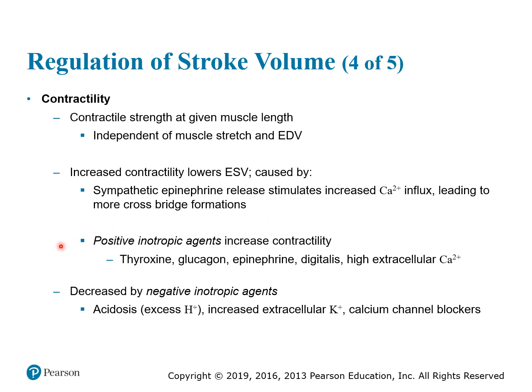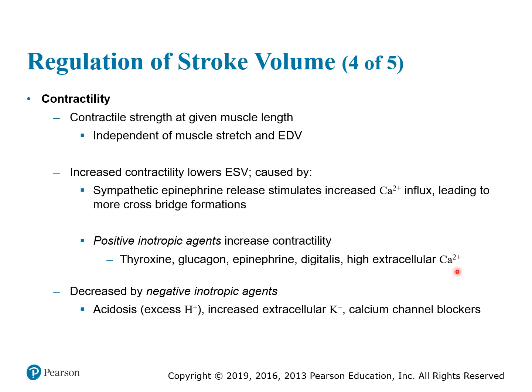There are certain agents which increase contractility, and we call them positive inotropic agents. So inotropic means contractility, and positive inotropic agents have a positive effect on contractility. What are these factors? They are thyroxine, glucagon, epinephrine. Digitalis is a drug, and then high extracellular calcium. These all are positive inotropic agents.